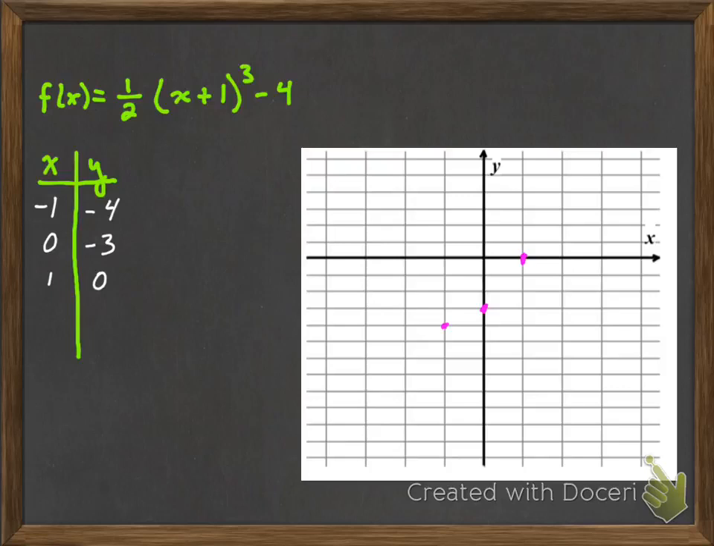So instead of going to the right, let's go to the left and use an x value of negative 2. Negative 2 plus 1 is negative 1, and negative 1 cubed is negative 1, times a half is negative 1/2, and negative 1/2 minus 4 is negative 4.5.